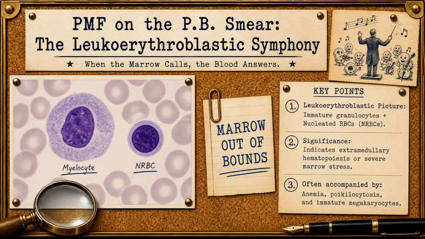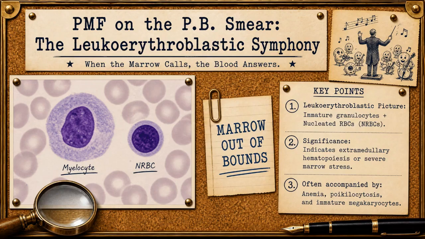Alright, histotechs, we've talked about the scarred bone marrow in the fibrotic stage of PMF. Now, let's see how that translates to the peripheral blood. One of the most characteristic and diagnostically significant findings in PMF is what we call the leukoerythroblastic picture. It's like a symphony of immature cells that shouldn't normally be circulating in the peripheral blood. So, what exactly is a leukoerythroblastic picture?